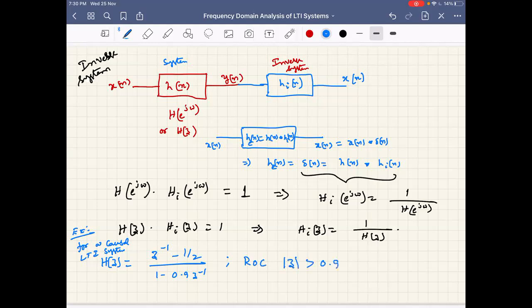Okay, in this case, if this is h of z, what will be h inverse of z? It is simply 1 by h of z, right? 1 minus 0.9 z inverse by z inverse minus half. Okay, so now the question is, what should be the region of convergence for this system? How do we decide? What are the possible regions of convergence for this system? Say for initial discussions, let us take this as, okay, mod z greater than 2.